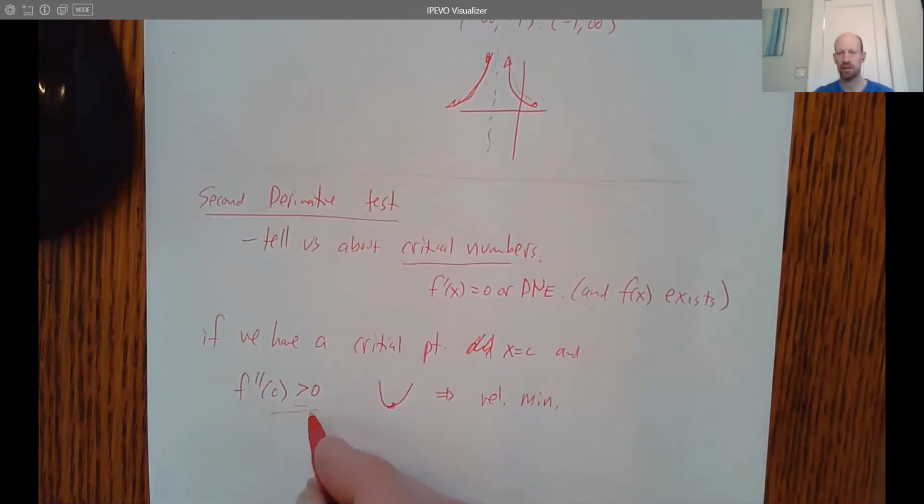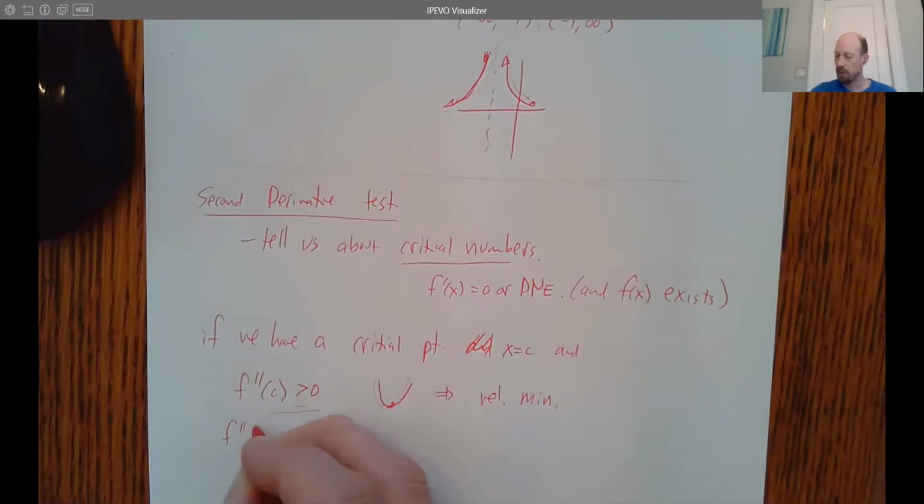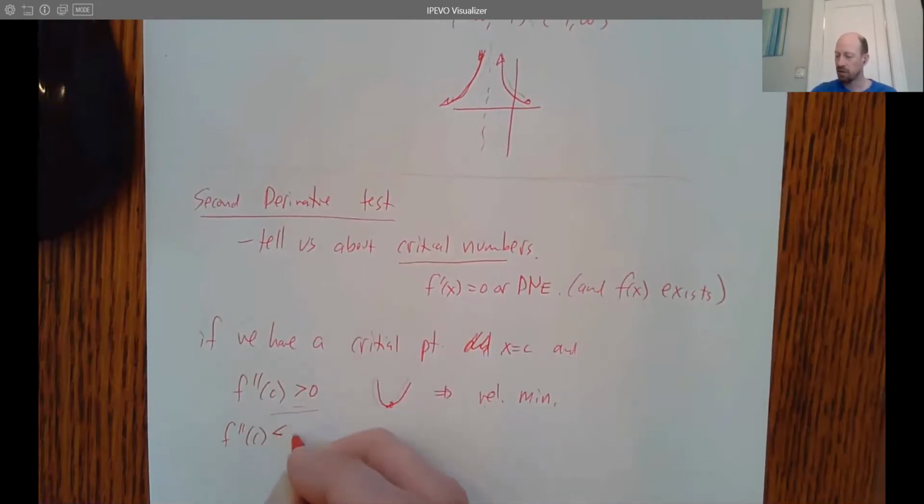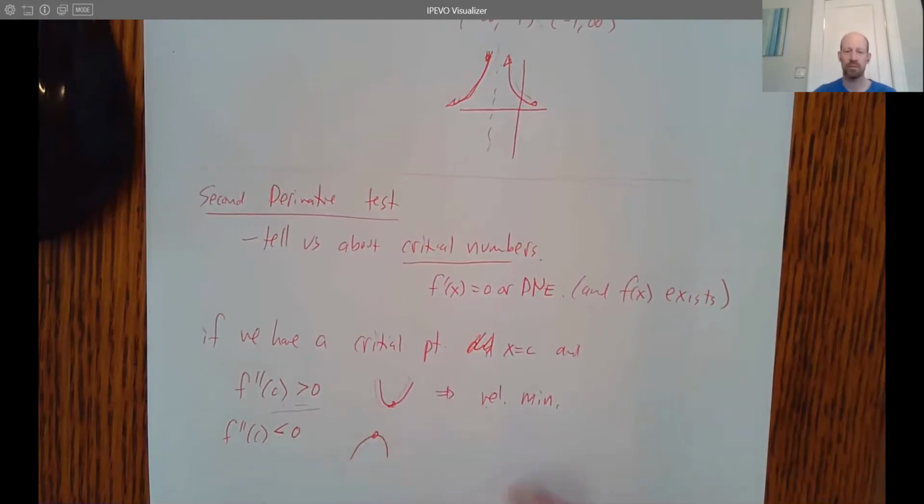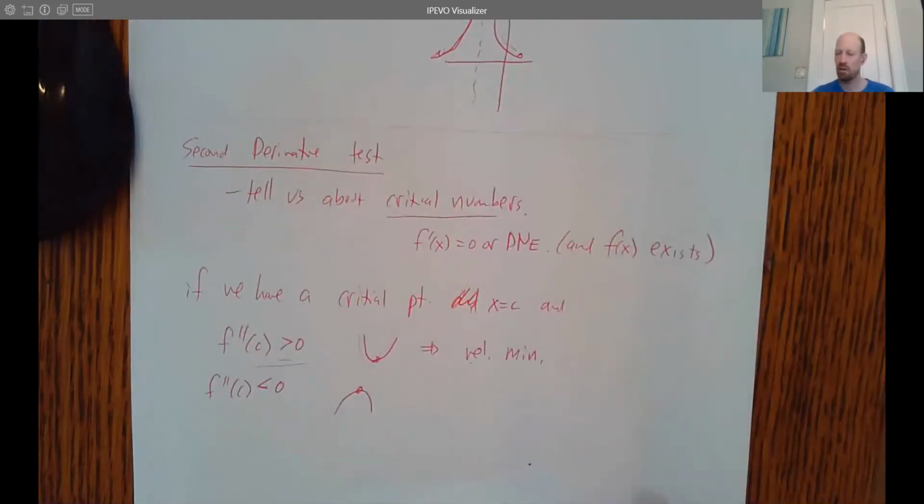Be careful there. Sometimes people feel like this is a little counterintuitive because the second derivative is positive. Somehow maybe that feels like a max because it's positive, but no, positive means increasing, which means we have this bowl shape, and that generates a relative minimum. If it's negative, then we have a hill shape, and that of course is a relative maximum.